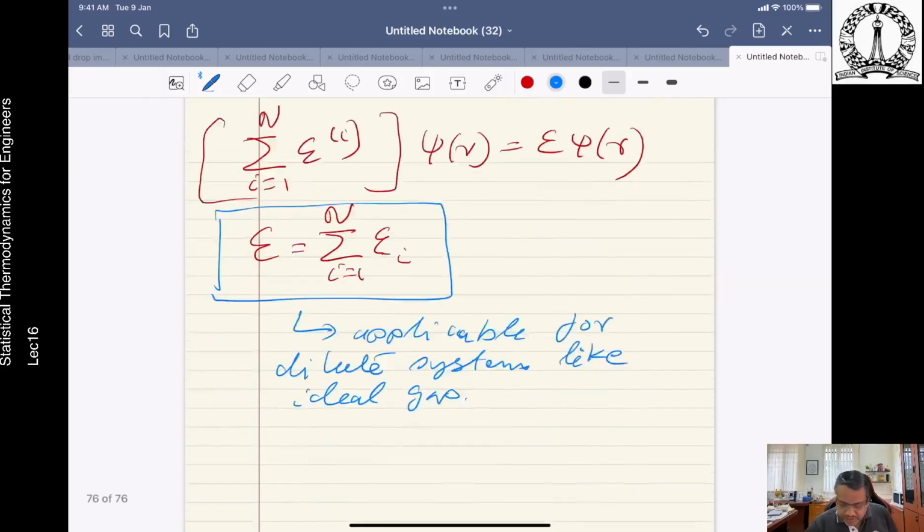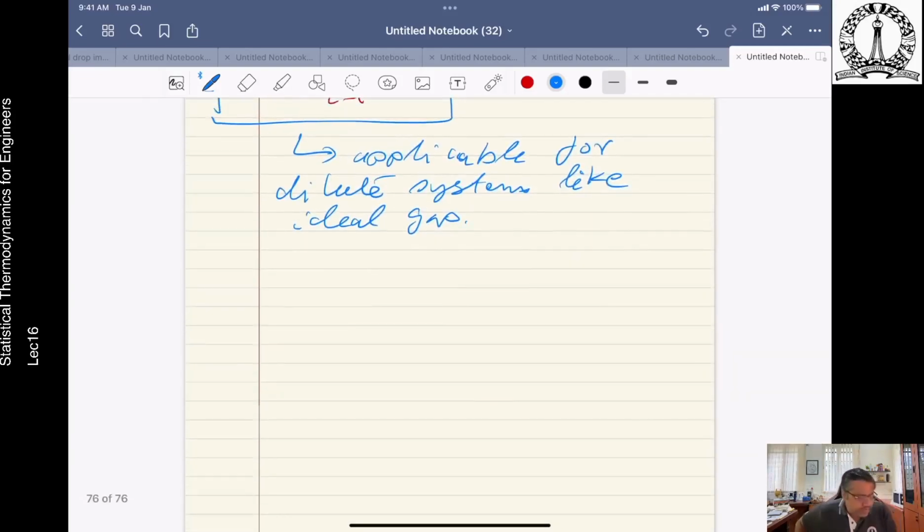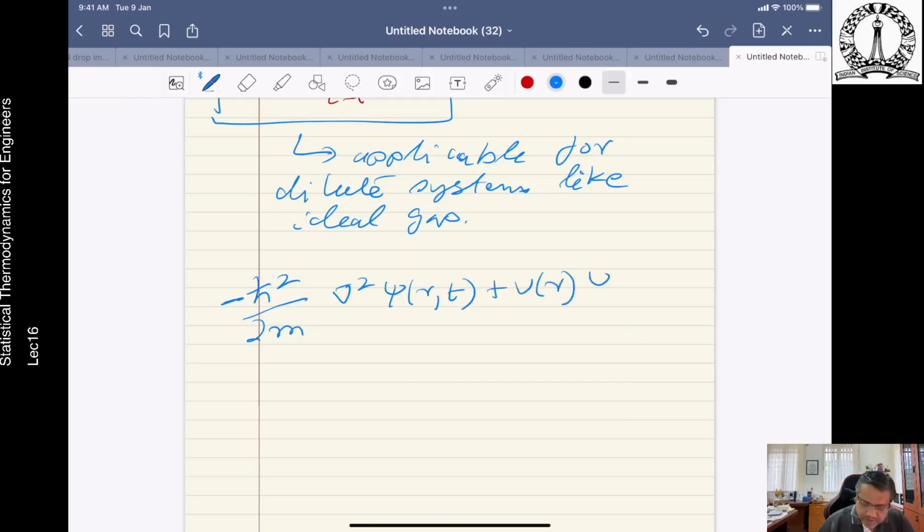Okay. So let's do a very quick recap. If you have a multi-particle system which is composed of n independent particles, and if you look at the total Schrodinger's wave equation, then for a single particle, we wrote it like that. This was the time dependent one: minus h bar squared by 2m del squared psi of r comma t plus V psi of r comma t equal to i h bar d psi of r comma t by dt. So this was a single particle.